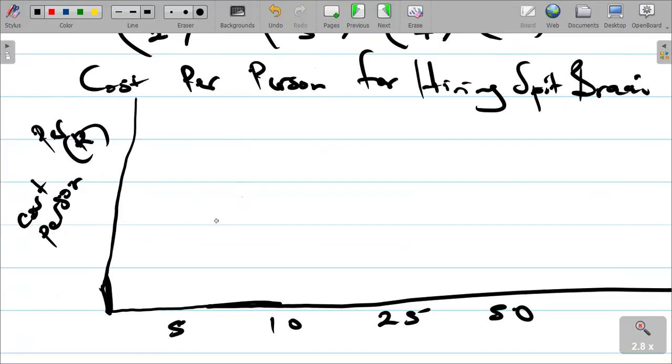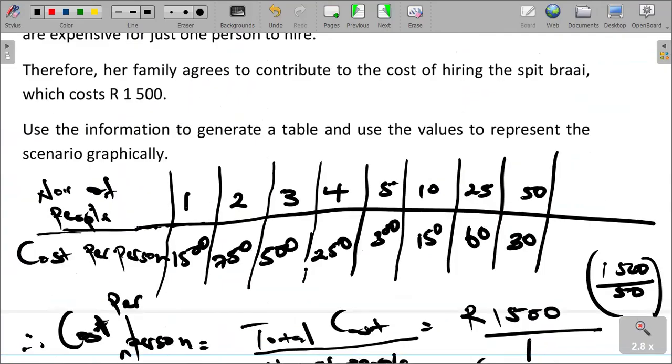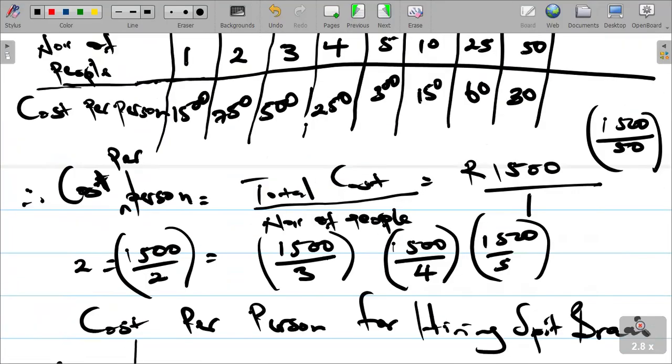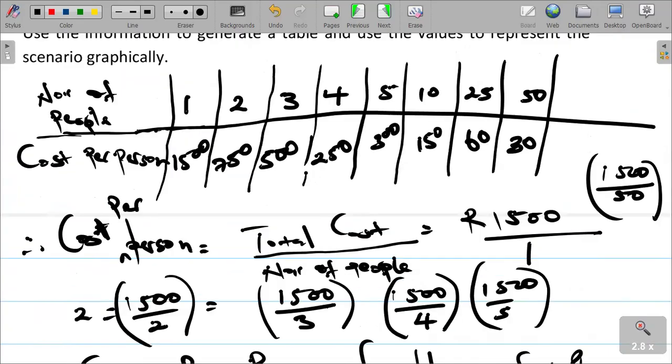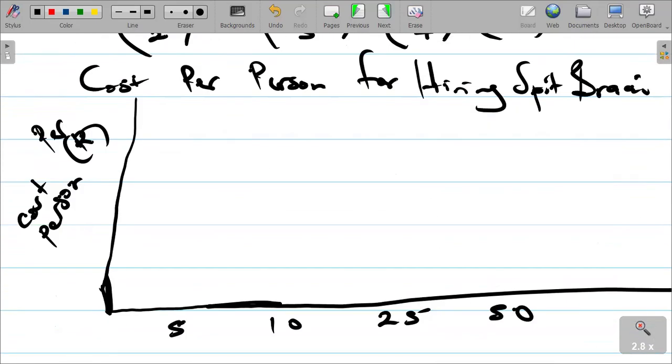So now the cost per person, as you can see, this is this type of graph. You can understand that we are seeing an inverse relationship: as the number of people increases, the cost per person decreases. That's what you can see. So this is an inverse graph that we are going to draw.